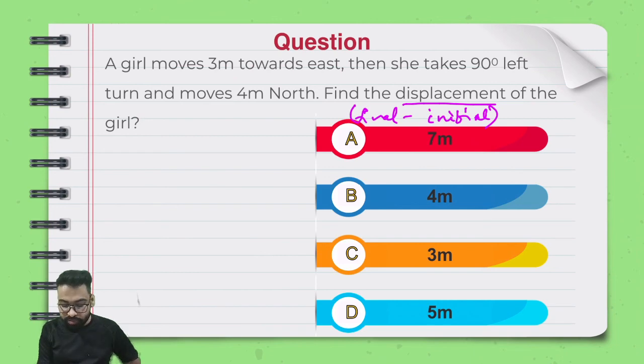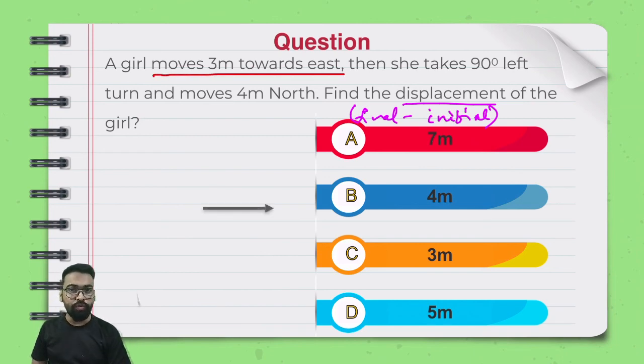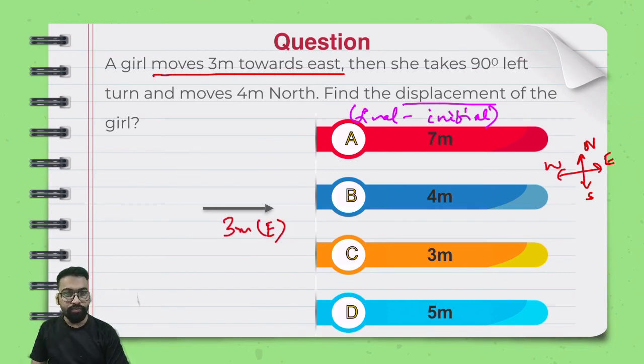So a girl moves 3 meter towards east. I can say that let's make her move towards east. Obviously, this is north, this is east, this is west, this is south. So the girl has moved some 3 meter towards east over here. What is the next part? The next part says move 4 meter towards north by taking 90-degree left turn. This means that the girl is now moving towards north. This is 4 meter towards north, and now you want a displacement.